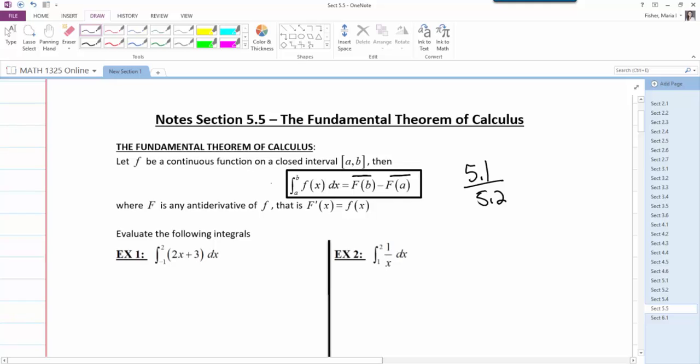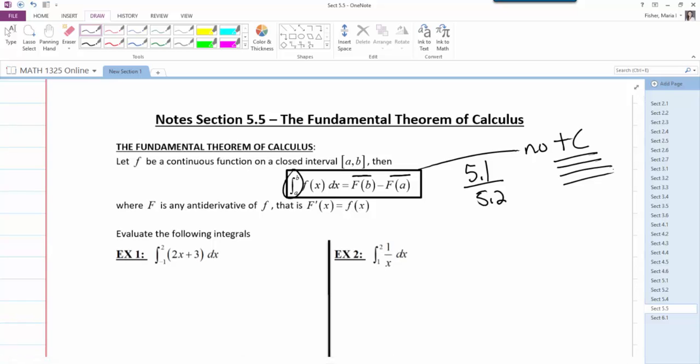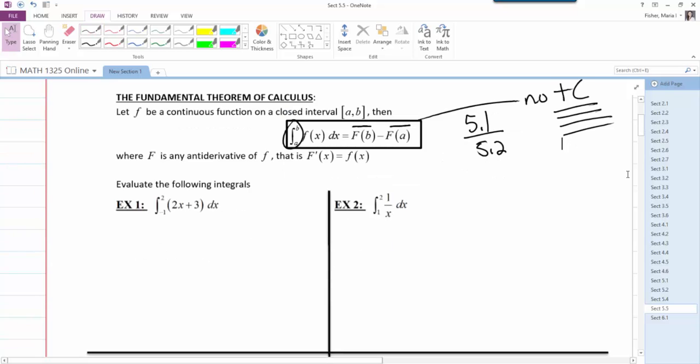Now, with the definite integral, you have no plus c. Again, with the definite integral, you won't write plus c. You only write plus c with your indefinite integral. So let's evaluate the following integrals.